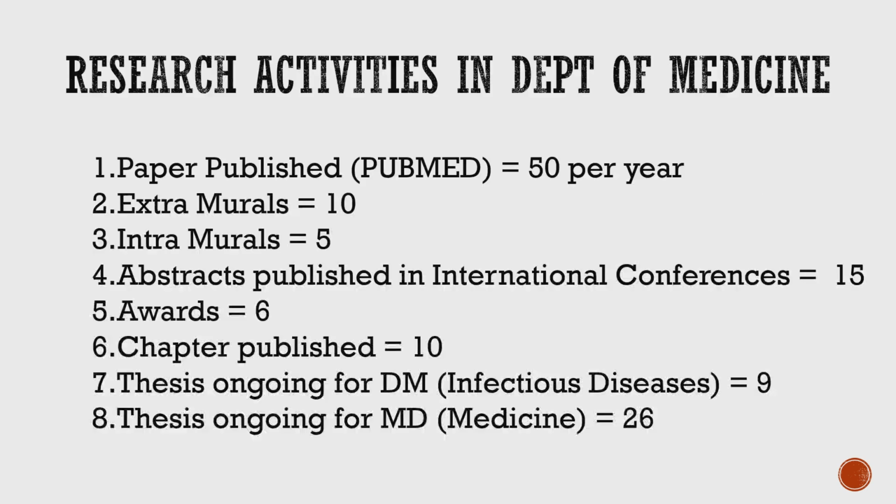So this is the basic about AMSP. Along this AMSP, what else are the Department of Medicine and Infectious Diseases doing regarding the research activity? We are regularly publishing around 50 papers per day in PubMed, and along with intramural and extramural research, we have accepted around 10 to 15 abstracts in international and national conferences.